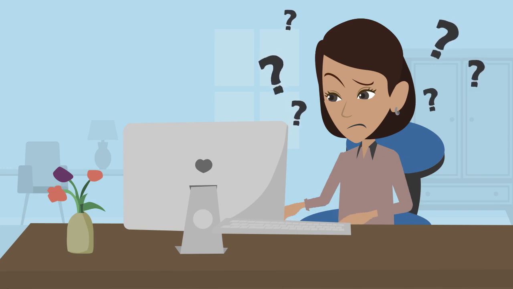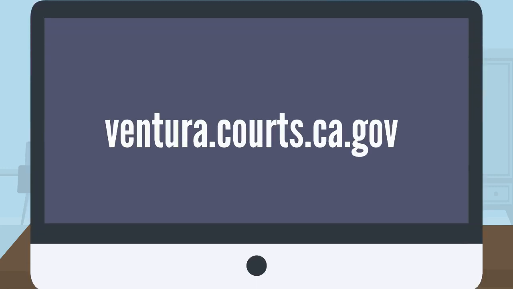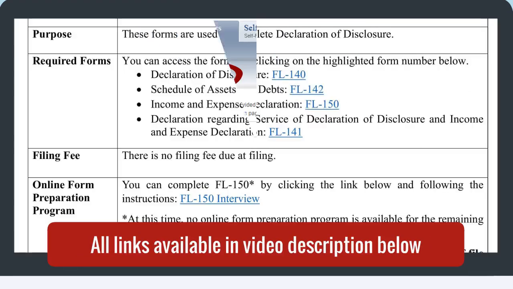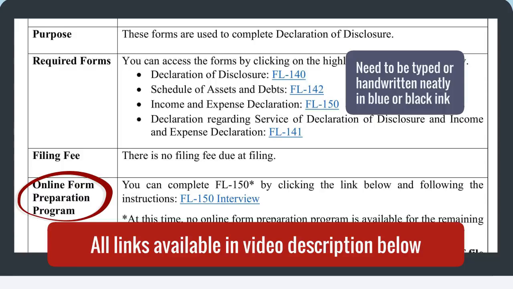The forms you will need can be found in the form packets on the court's website. A direct link is included in the description of this video. There are several forms that are required to complete your financial disclosures. Online form preparation programs may be available to complete these forms. Please refer to the court's form packets for up-to-date information. If you complete the forms manually, they must be typed or handwritten neatly in blue or black ink.